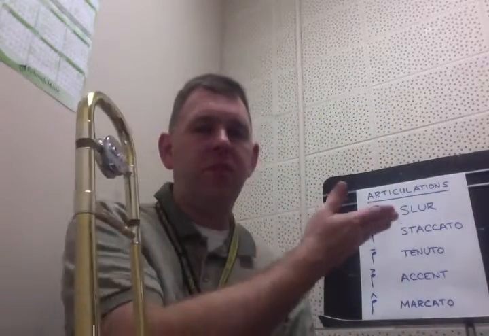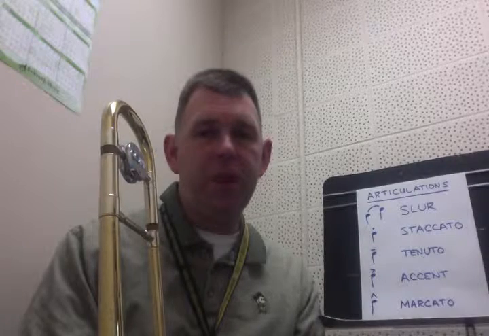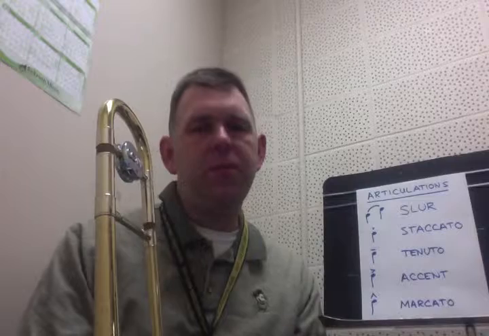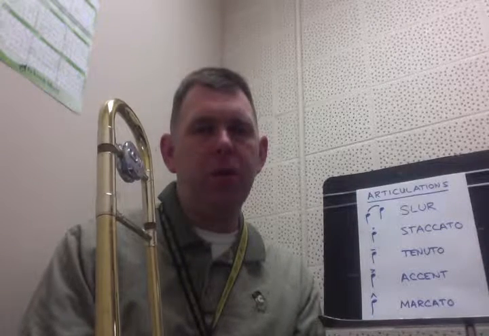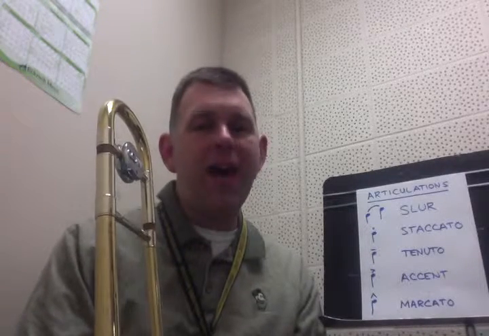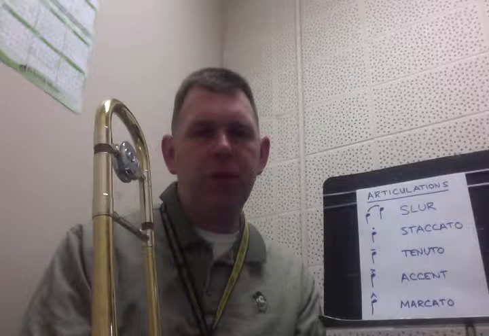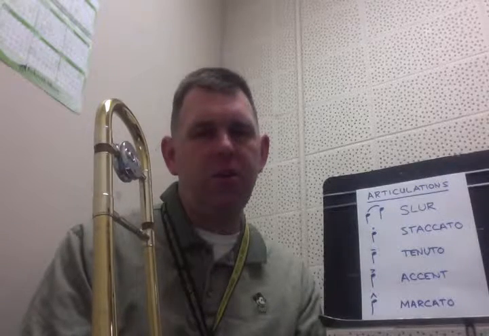So that's a slur. Second one on here is the little dot that's either above or below the note, and that's called a staccato. Now, again, students sometimes confuse the dot right above or below a note with a dot that comes after the note. That's something different. When you have a dot after the note, you are actually adding value to the note. So that's more of a rhythmic marking. But if you see that dot directly above or below, that's called a staccato.